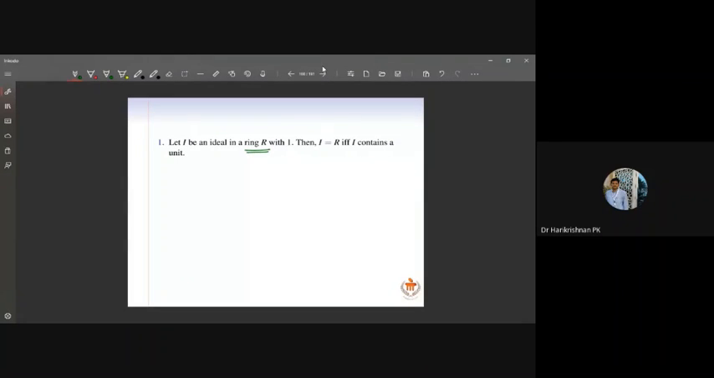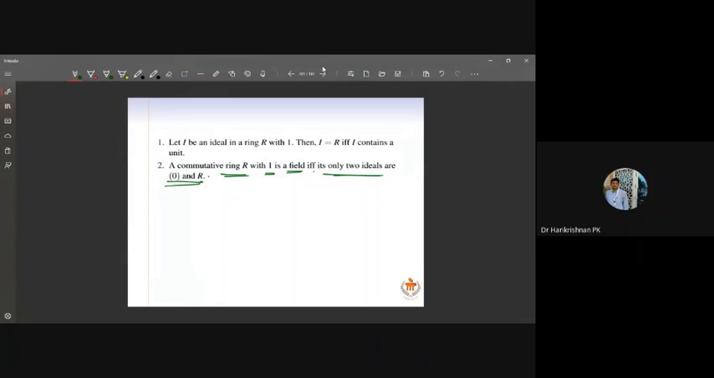So if you have a ring with identity 1 and you take an ideal I from that ring, then I equals R if and only if I contains a unit. If you have an ideal in a ring R with unity, then this ideal will coincide with the ring when I contains a unit. And if I equals R, then what is obvious? I contains the unit element. So next, if you take a commutative ring R with identity 1, we can call it a field if and only if it has only two ideals, that are 0 and R.